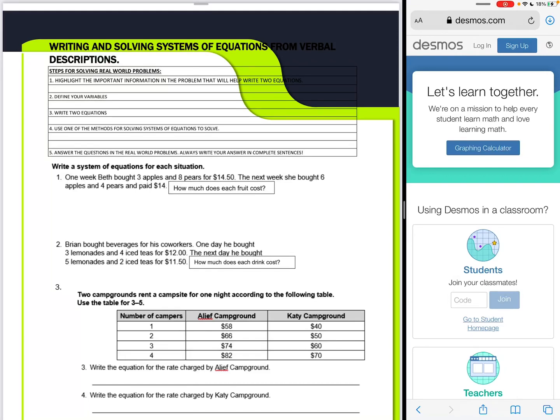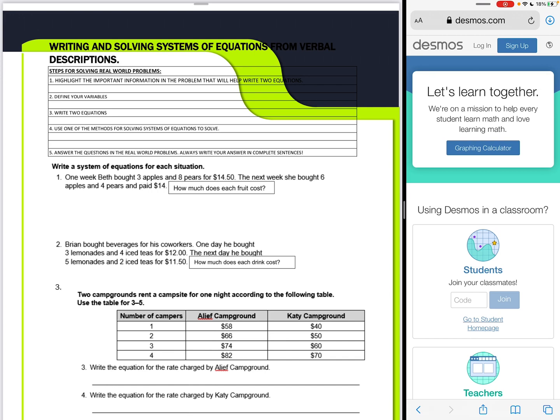All right, guys. Today we're going to talk about writing and solving systems of equations from verbal descriptions. But we're not just going to talk about verbal descriptions, we're going to add in tables and then we're going to add in graphs. Okay, remember that the steps to solving real world problems is to first highlight the important information in a problem that will help you write the two equations.